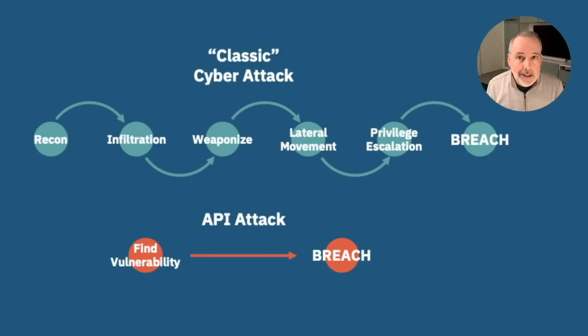On an API attack, though, this is what it looks like. Your attacker is going to poke around and probe and try to find a vulnerability in your API, and once they've found it, they can go straight to breach. And you will see many such examples here in the upcoming sections. It's a far simpler attack pattern for attackers. So this is another reason why APIs are such an appealing target.